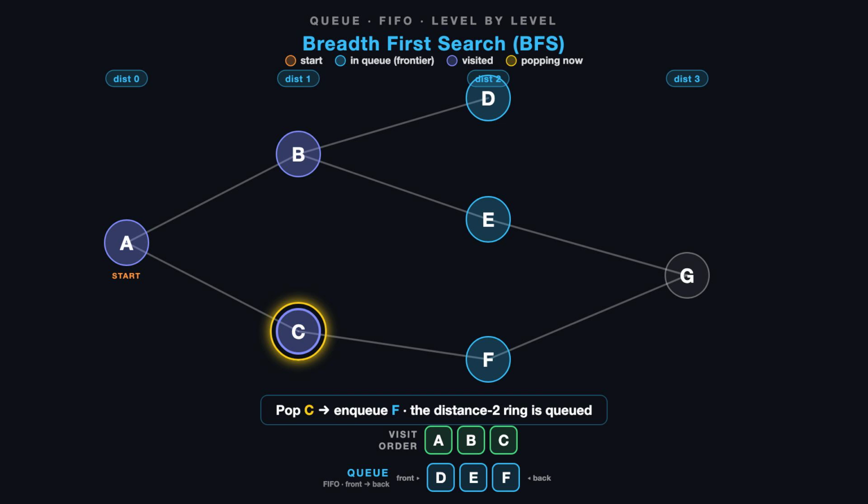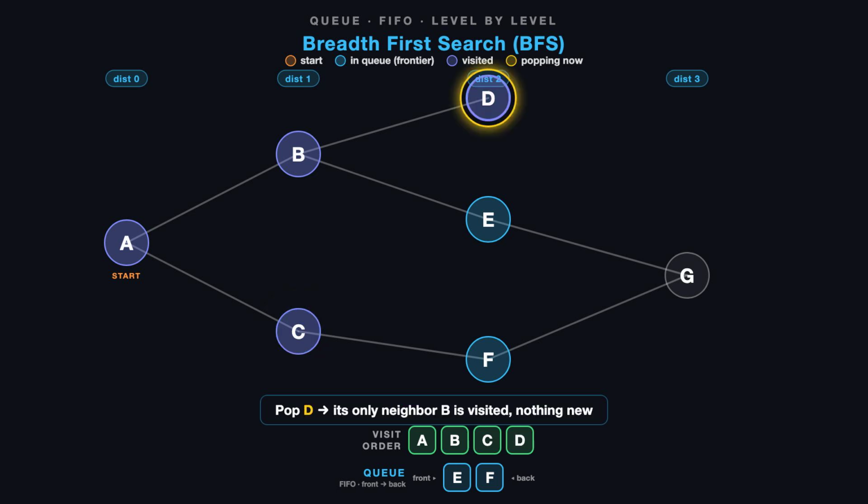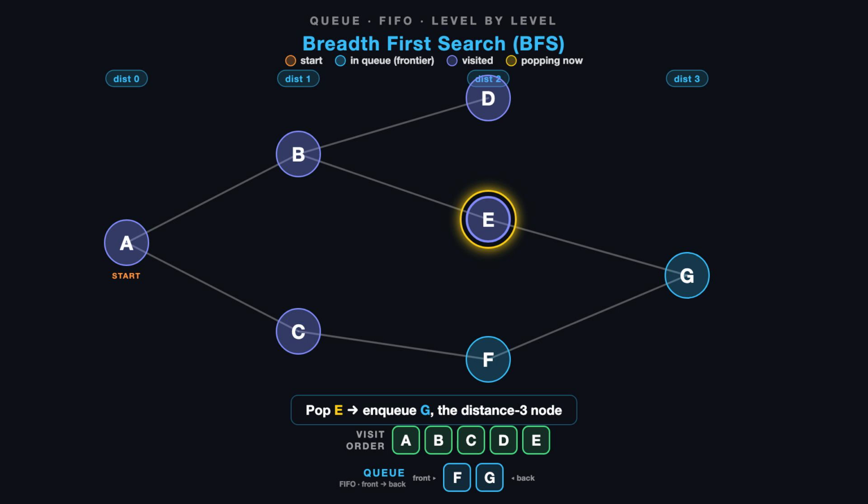Its unvisited neighbors are D and E, they go to the back, behind C. Then pop C, and add F. See the ring forming? A was distance 0. B and C are distance 1, everything one edge from the start. Now the queue holds D, E, F, the distance 2 ring.